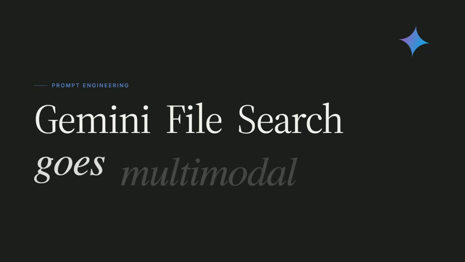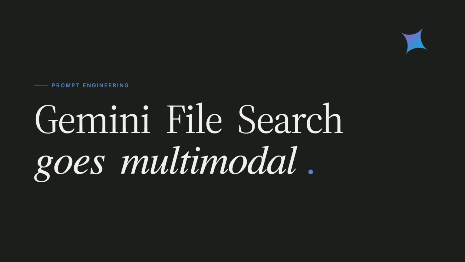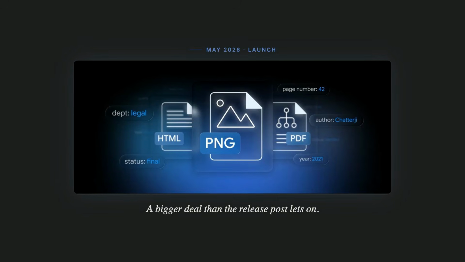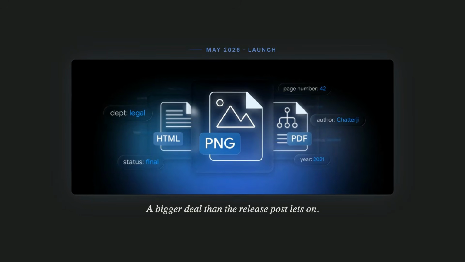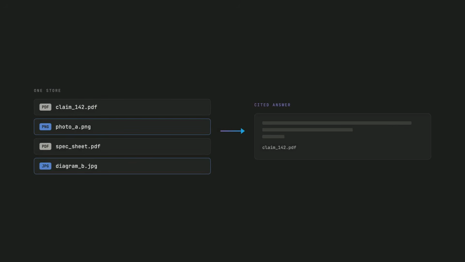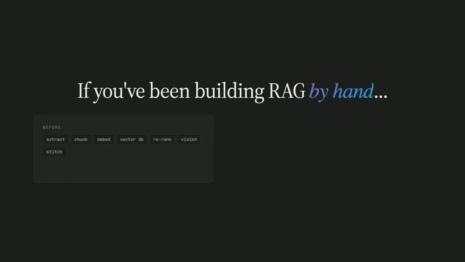So Google just expanded the Gemini API file search tool. And this update is actually bigger than the release post makes it sound. File search is now multimodal. You can drop images into the same store as your PDFs and documents, query everything in one call, and get back grounded answers with page level citations. If you have been building retrieval augmented generation systems by hand, this changes what the pipeline has to look like.